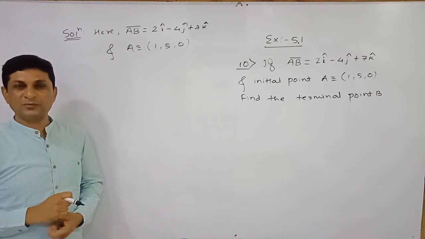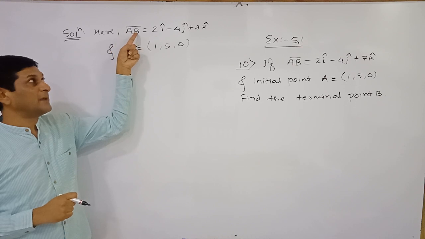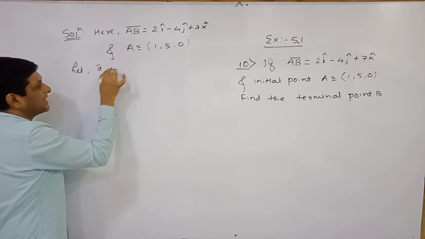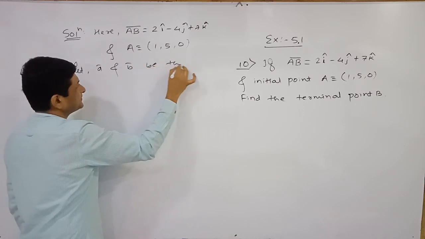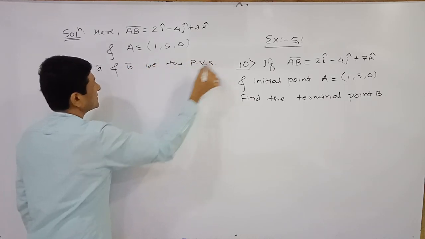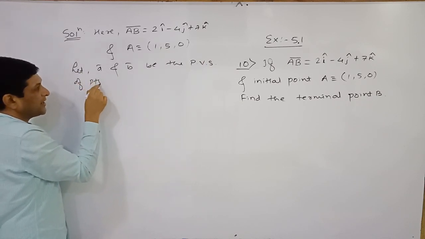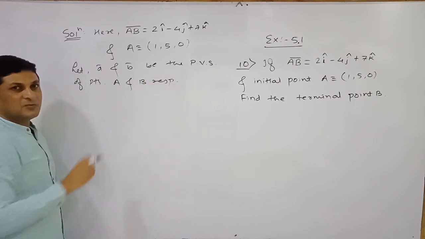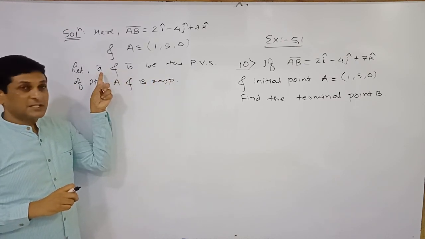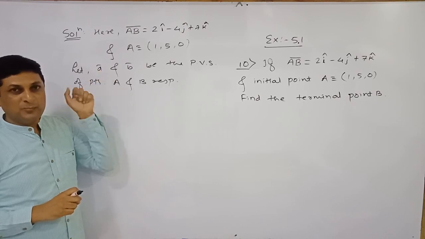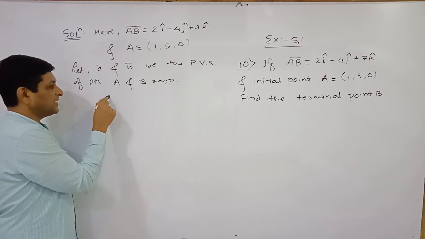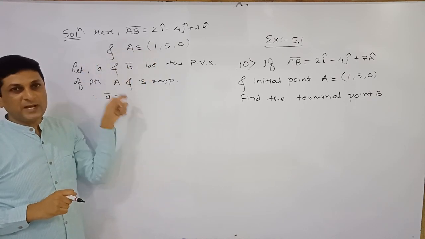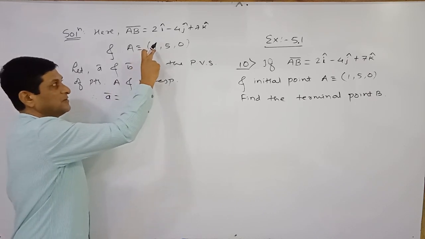So the points are A and B. Let us denote the position vector of point A by A bar and the position vector of point B by B bar. So here let A bar and B bar be the position vectors of points A and B respectively. Now let us find the value of the position vector A bar. The coordinates of point A are known to us, so using these coordinates we are able to define their position vector.